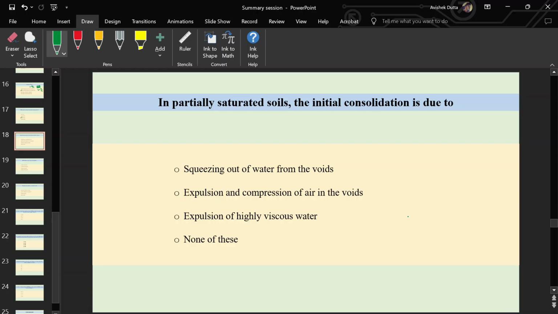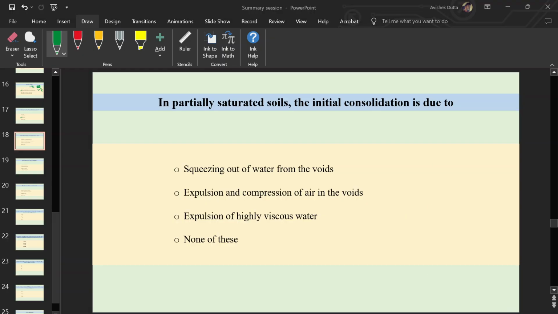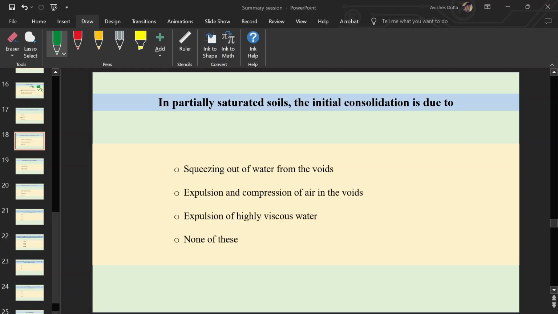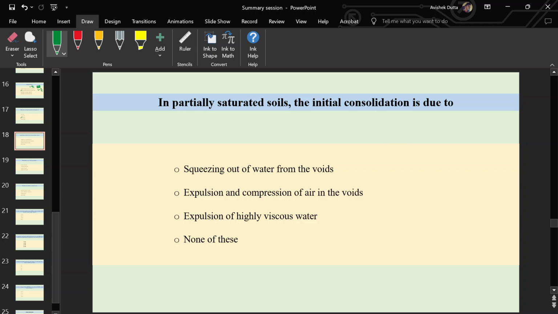Anyone? What is the answer? Sir, option A. Squeezing out of water from the voids. Okay, this is by Dheeraj, right? Do you want to agree or do you want to deny and say something else? No, sir. It is the expulsion of the air.